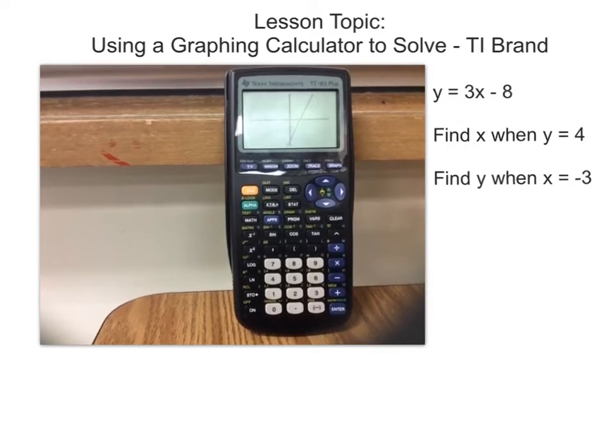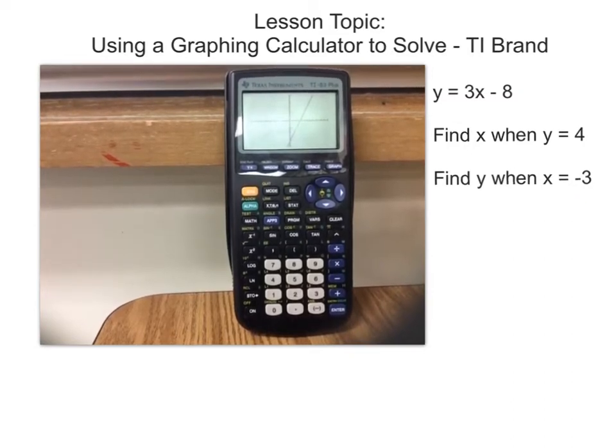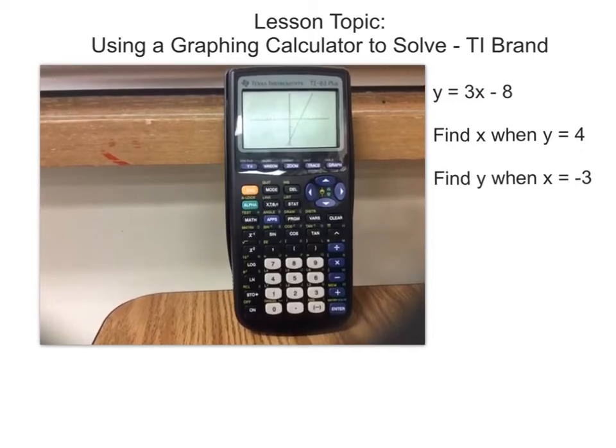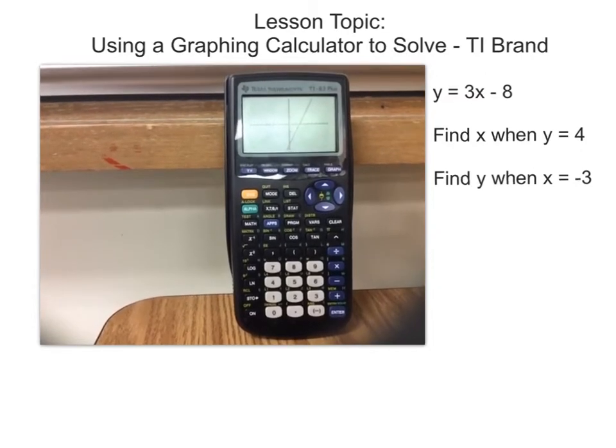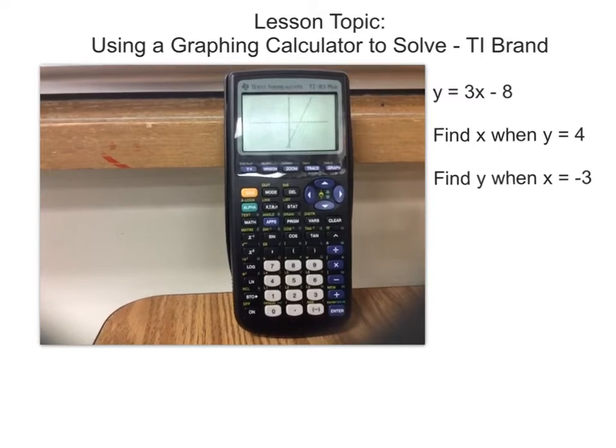And by the way, I will have a list of these steps more laid out for you, either later in this video or in class. Alright, so find y when x equals -3.